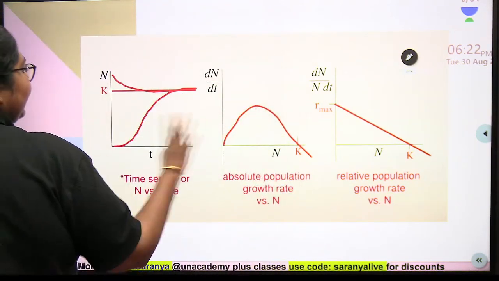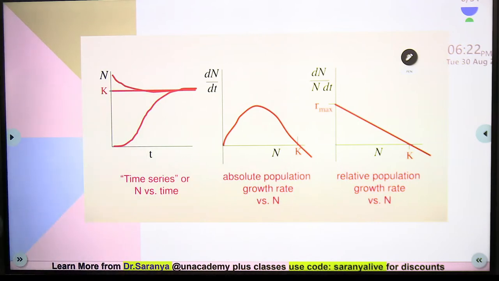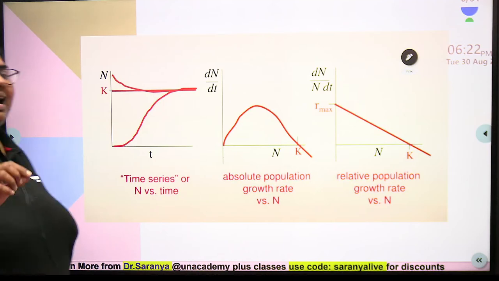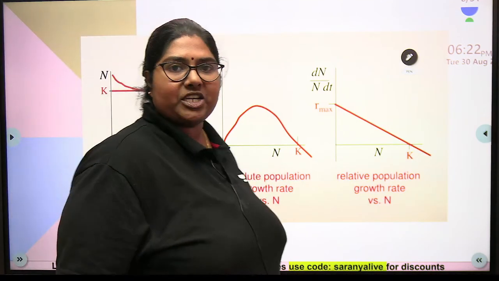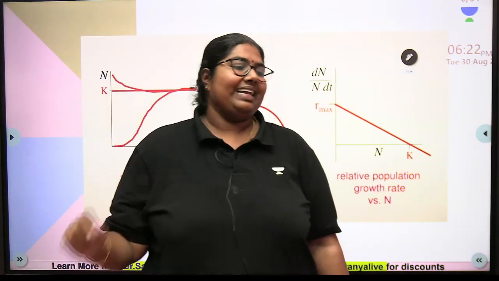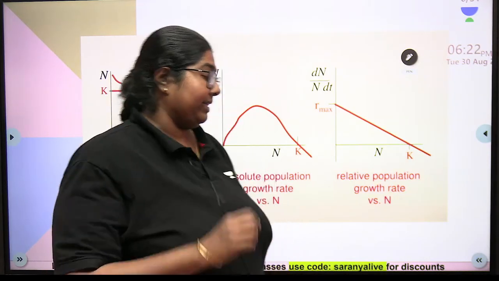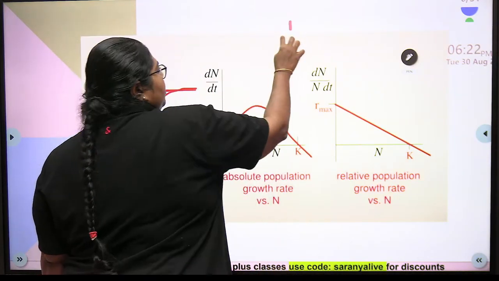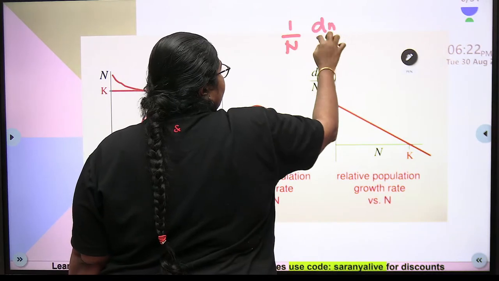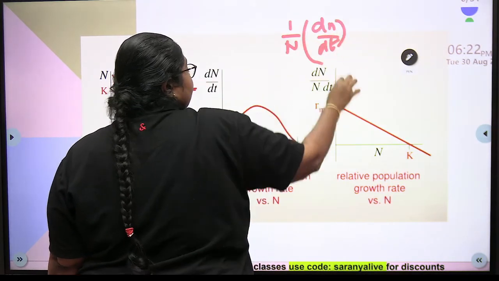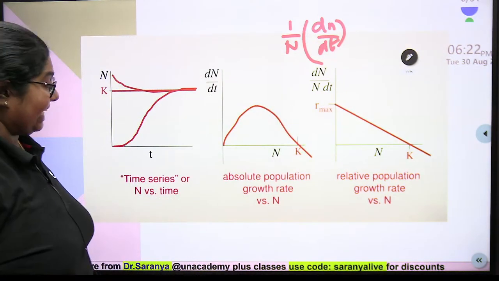So these three graphs are the ultimate. I told you this is how questions may be picked up. In the last 2022 question paper, in the beginning, they gave a formula: 1 by n into dn by dt. You remember that? So you have to revise all these graphs.